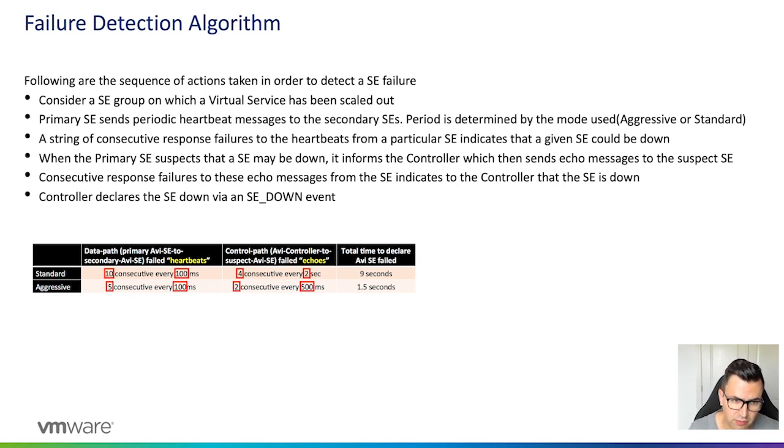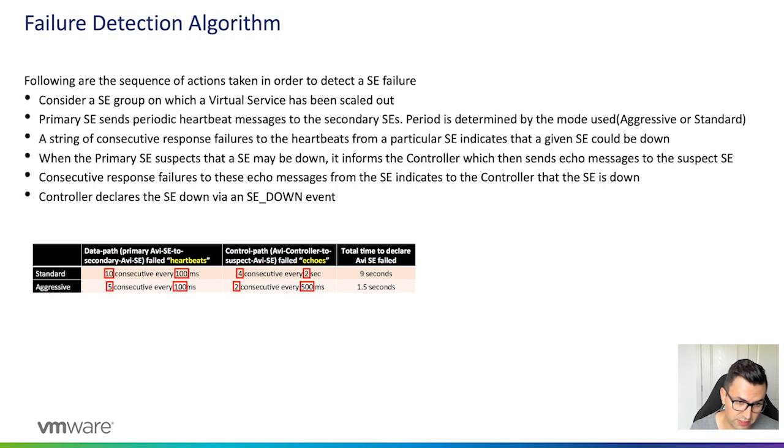Now, let's take a quick comparison between standard and aggressive. When we're working with standard values, we need 10 consecutive failures every 100 milliseconds between the SEs. After that, we have 4 consecutive echo messages every 2 seconds. So we have 1 second for this to complete, and then 8 seconds here, for a total of 9 seconds that we take to declare that the service engine is down.